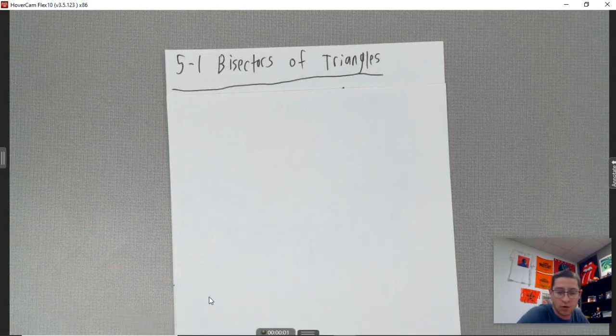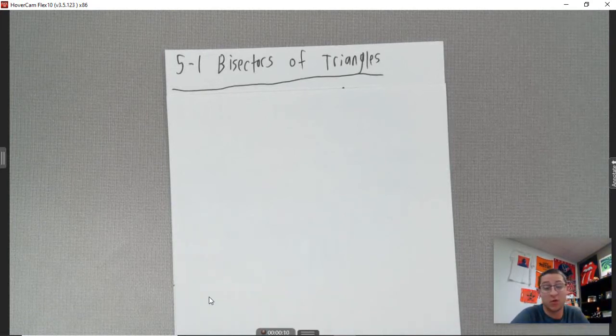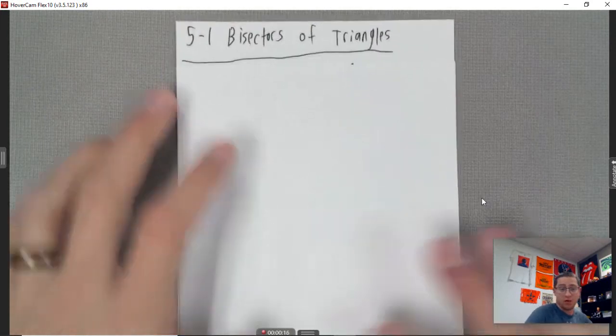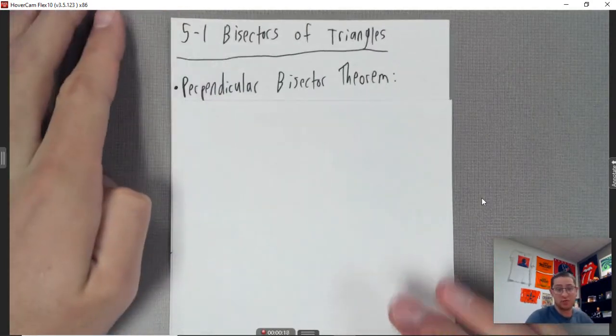All right, y'all, so we're moving on to 5-1 here. This chapter is on bisectors of triangles. So here we go. We're going to learn two different theorems. One is called the perpendicular bisector theorem, and the other is called the angle bisector theorem. So here we go. All right, so first of all, the perpendicular bisector theorem.